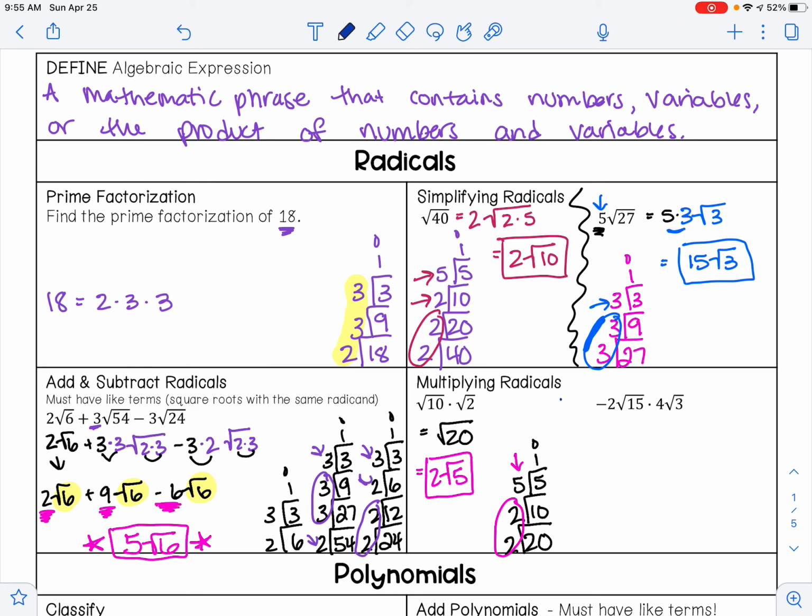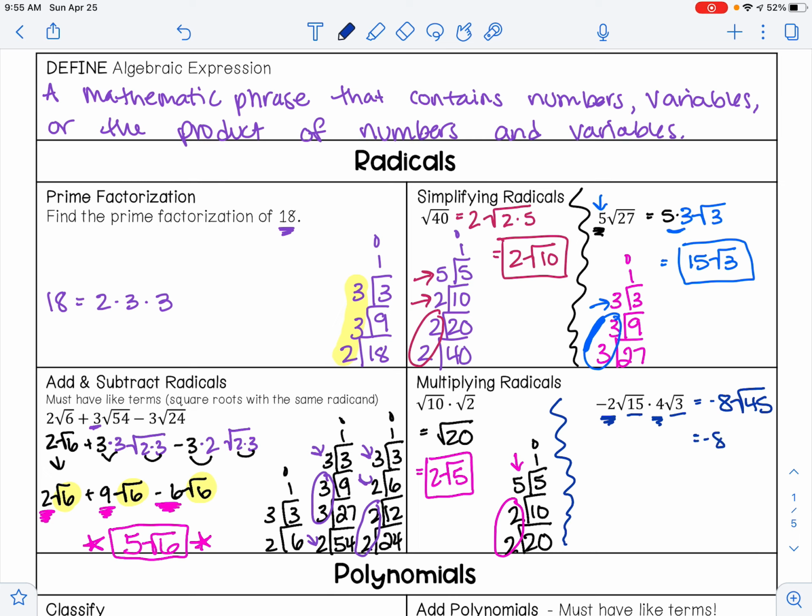Let's try that again with the second example. I'm going to begin by multiplying the coefficients. Negative 2 times 4 is negative 8. 15 times 3 is 45. Now I want to simplify negative 8 square roots of 45.